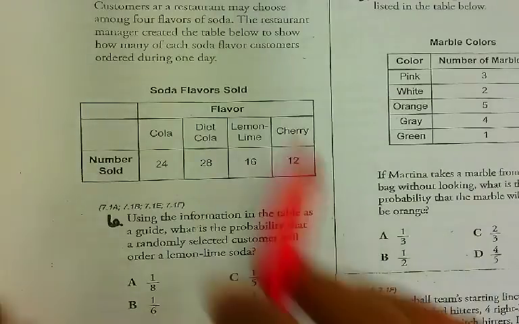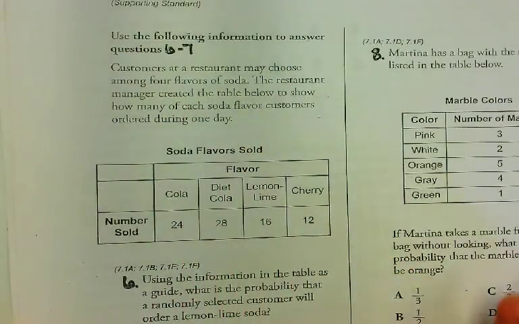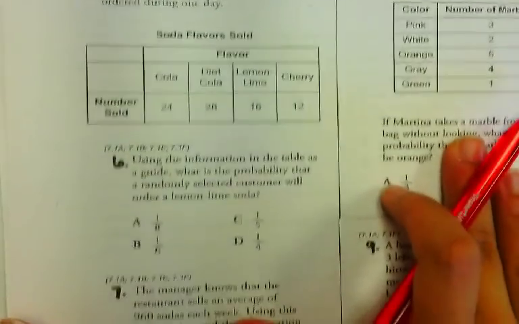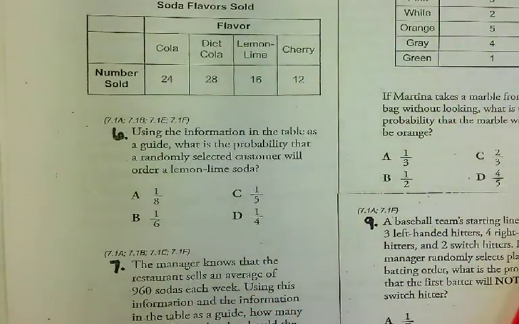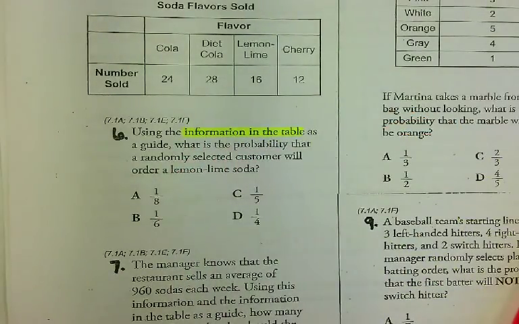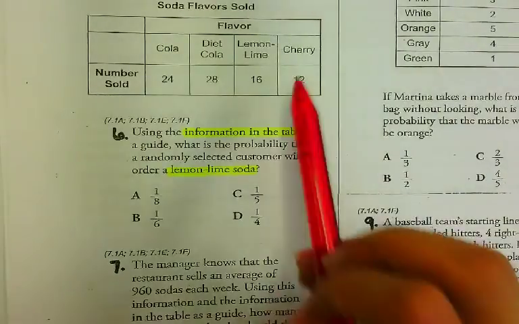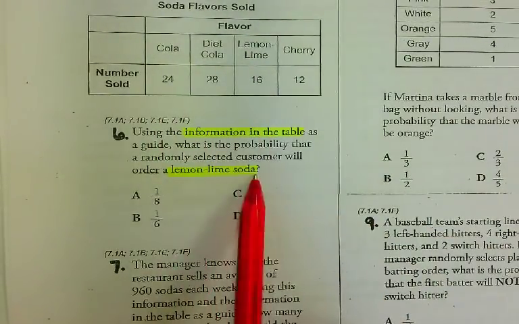So for 6, there's some customers at a restaurant, and this is the table to show their favorite flavors during a day. So it says, using the information in the table, what is the probability that a randomly selected customer will order lemon lime? Based on the table, well, what is the probability of lemon lime?